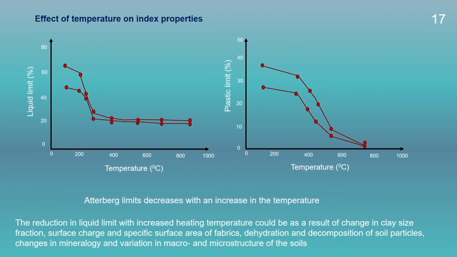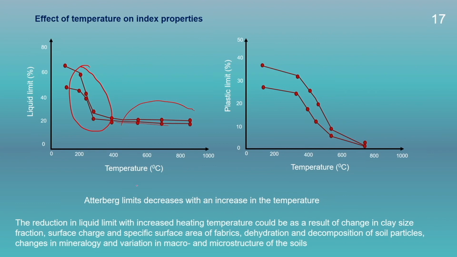Now, if we look into the different index properties of the soil, as we increase the temperature, there will be a decrease in the liquid limit of the soil. So, this decrease in the liquid limit of the soil is quite prominent at temperatures between 200 to 400 degrees centigrade, and beyond that there will be less decrease in the liquid limit, and the soil becomes almost a non-plastic soil beyond 600 degrees centigrade.